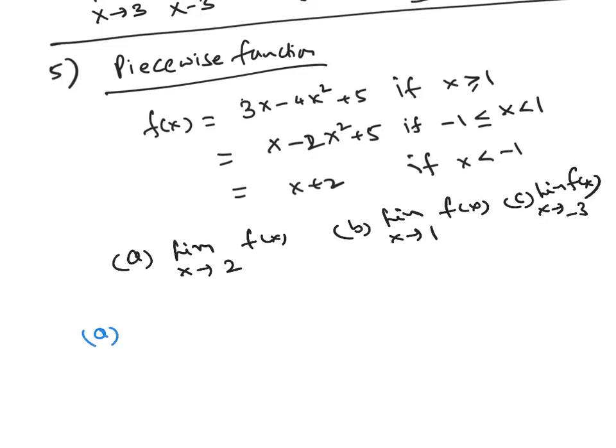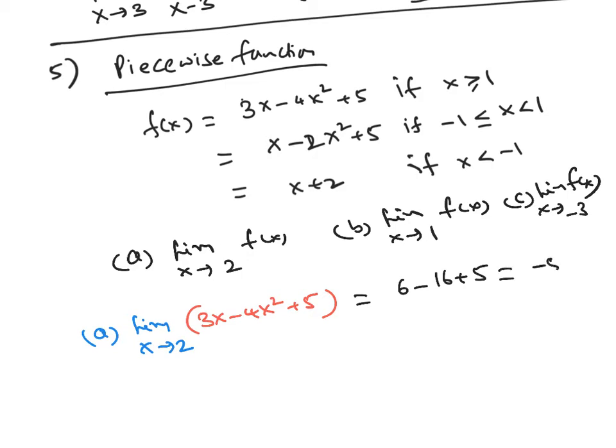So for the first one, where is 2? Is it on the first piece, second piece, third piece, or is it in between? Correct. So 2 is more than 1, so this is in the first piece. So I would simply take the first piece here, which is 3x minus 4x squared plus 5, and just simply plug it in. 6 minus 16 plus 5, that's negative 5.